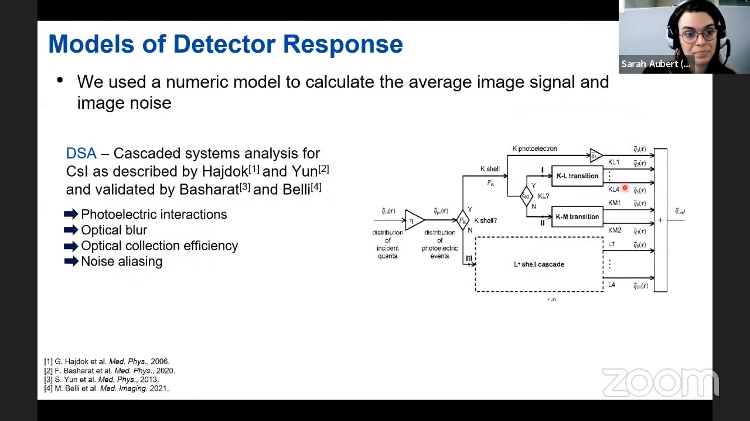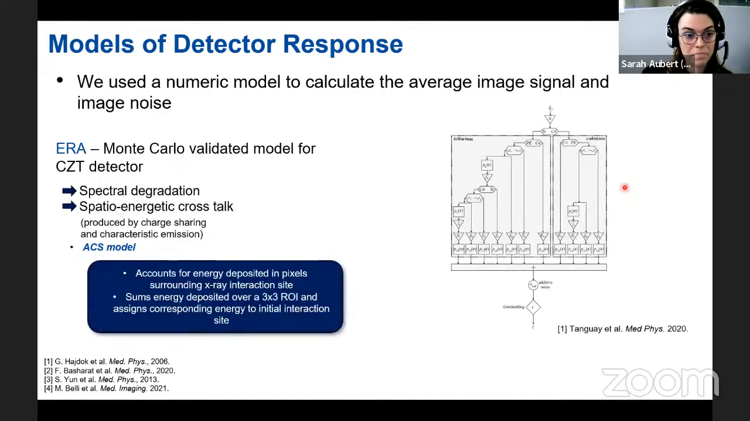For our models, we used a numeric model to calculate the average image signal and the image noise. For our digital subtraction angiography approach, we incorporated a realistic detector response for a cesium iodide energy integrating detector that has been previously described by Hadad and Yoon and validated by members of our lab. This model accounts for physical phenomena that we see in photoelectric interactions, optical blur, optical collection efficiency, and noise aliasing.